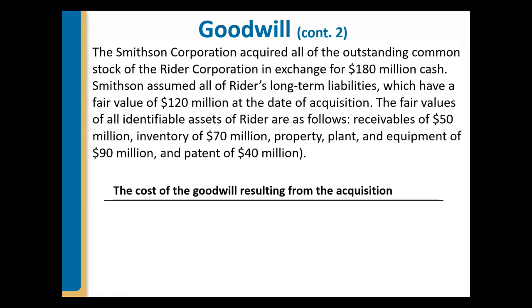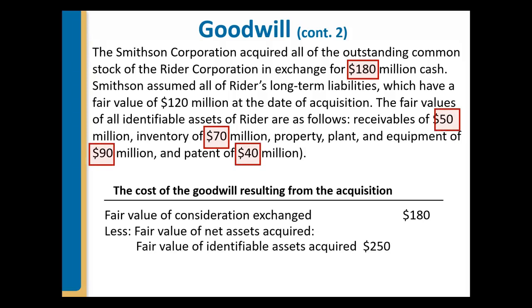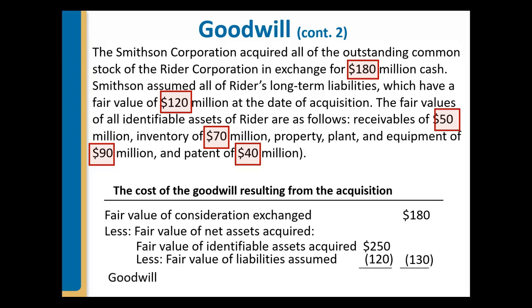Goodwill is the excess of the fair value of the consideration exchanged over the fair value of the net assets acquired. The fair value of consideration exchanged is given as 180 million, and the fair value of net assets acquired is 130 million: the fair value of assets of 250 million minus the fair value of liabilities of 120 million. Therefore, by subtracting the fair value of net assets acquired, 130 million, from the fair value of consideration exchanged, 180 million, we determine the value of goodwill to be 50 million.